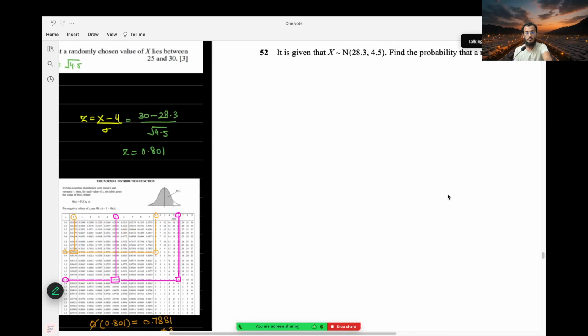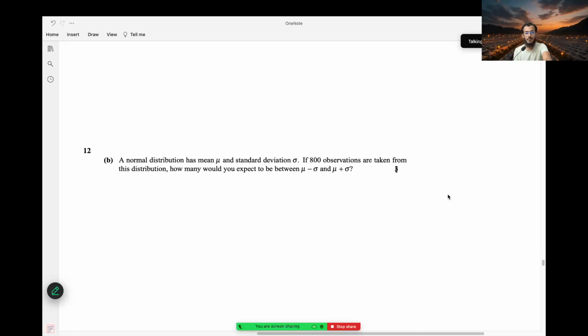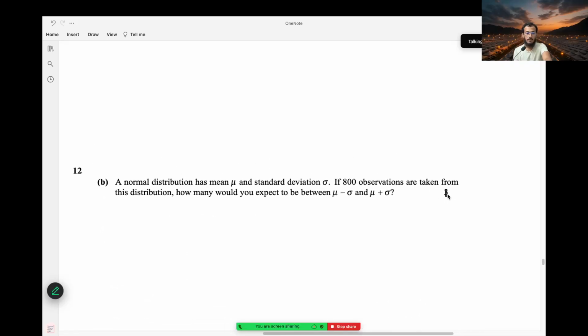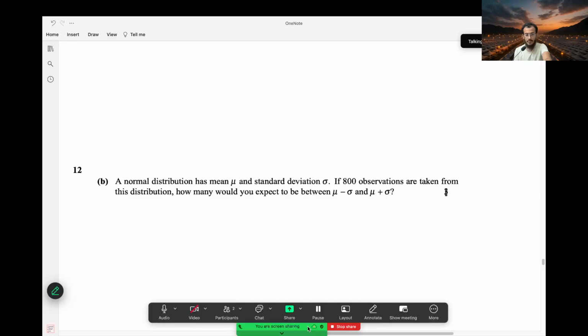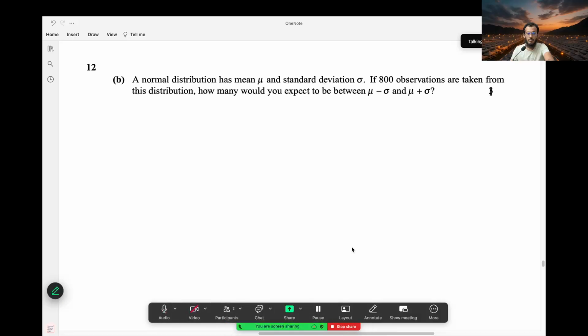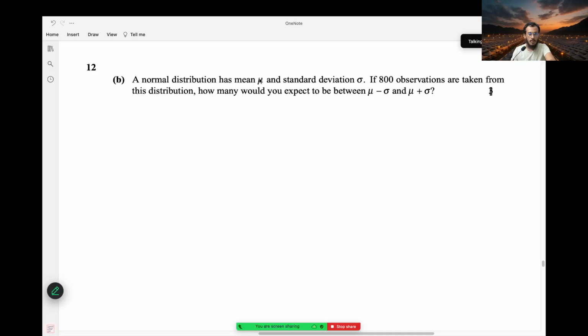Okay. So this is the last question for today's session from type 1 questions. Which part of the question are you finding difficult? They have given you the mean, mu, and standard deviation. If 800 observations are taken from the distribution, 800 is the total number of observations, it means n. How many would you expect? So here they're asking us to find the expected value.